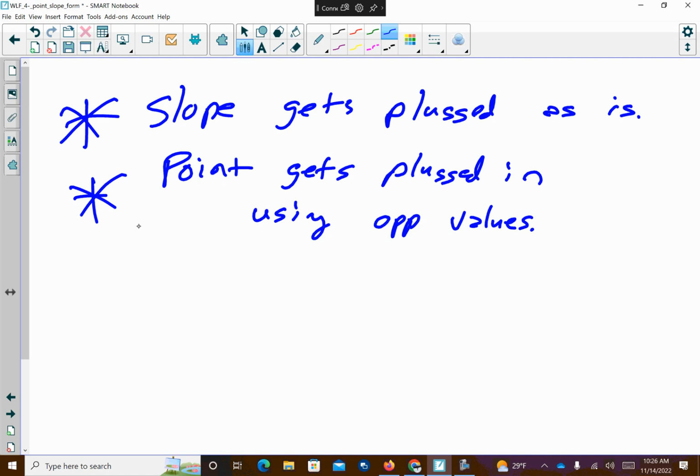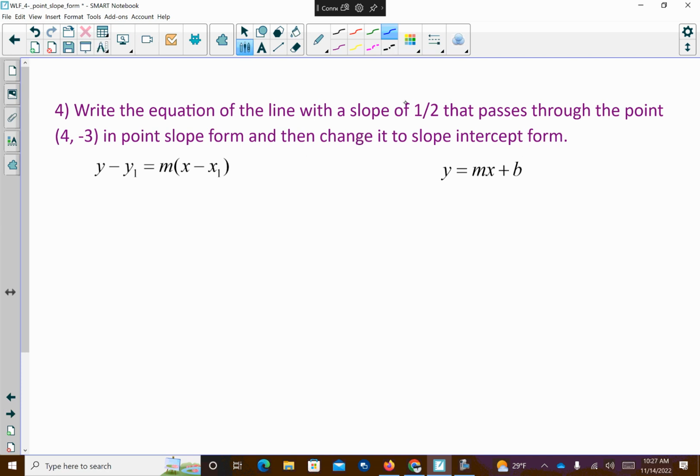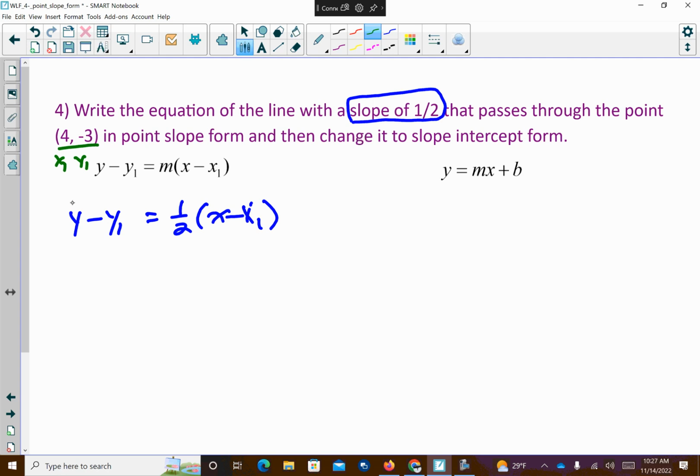So we are creating the linear equations based on some information. All right, so write the equation with a slope of 1/2. So does the 1/2 get plugged in as is? Yep. So I'm going to plug it in just like this. And then I plug my point in, my x1 and y1. Those values become opposite. So the negative 3 plugs in to become plus 3. The 1/2 plugs in, the positive 4 becomes negative 4.